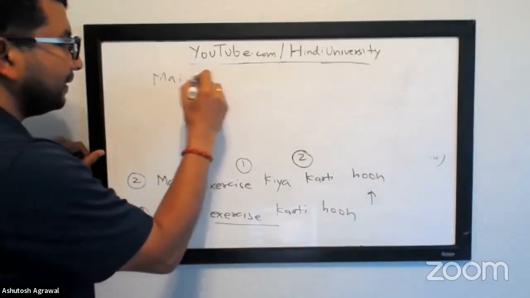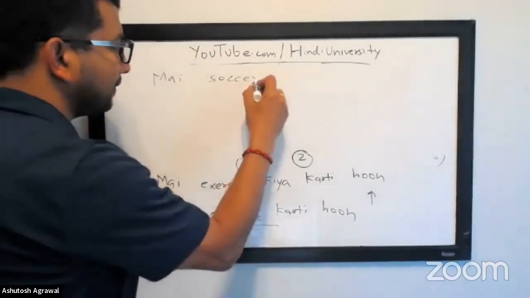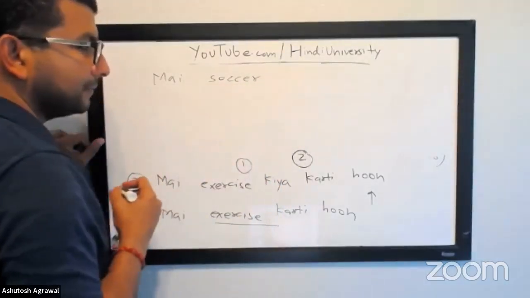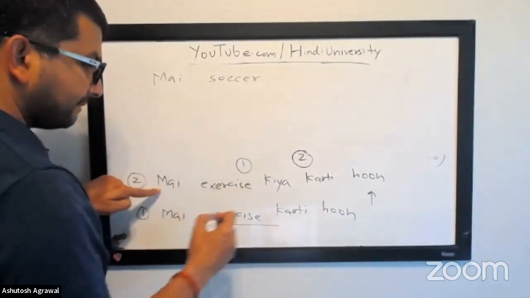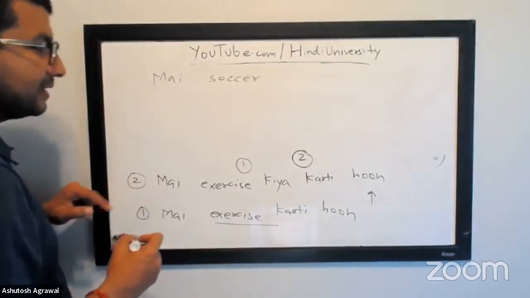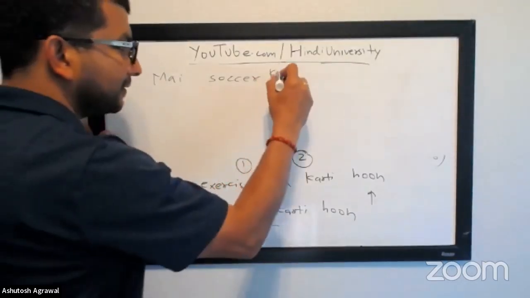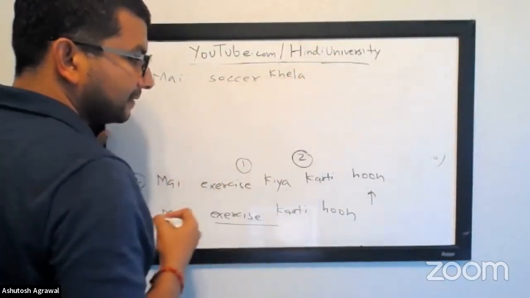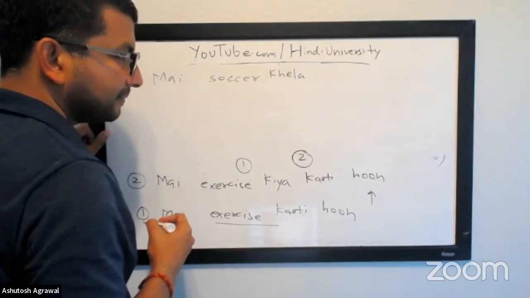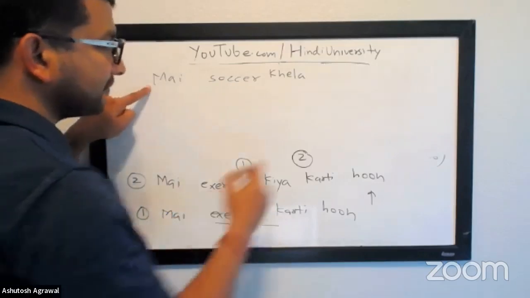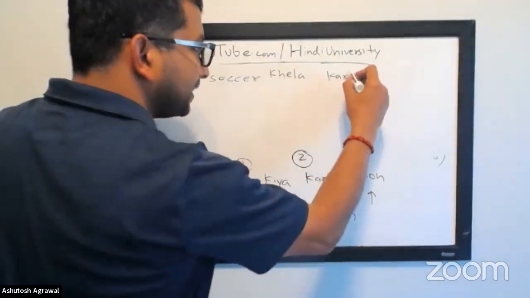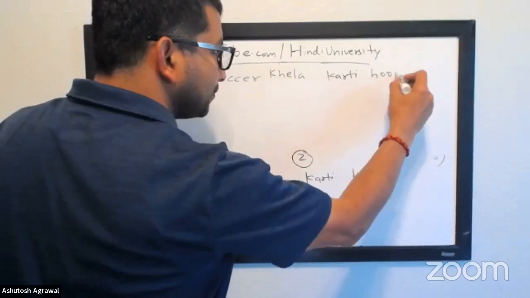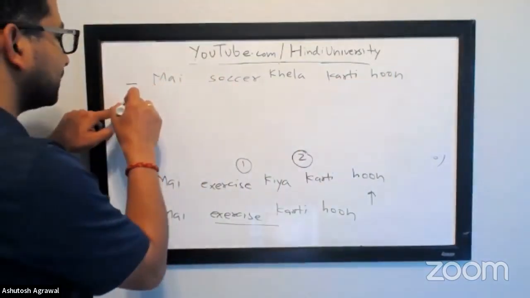Which one did you want me to do? This second one? Yeah. Regularly. Khela. No, khelna. Khela karti hoon. Beautiful. मैं soccer खेला करती हूँ.